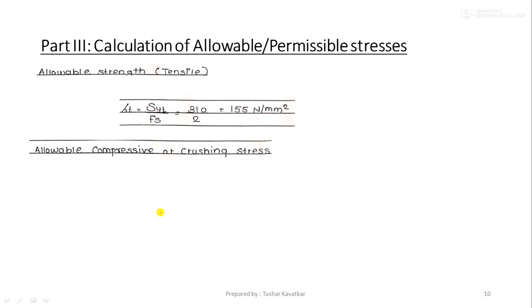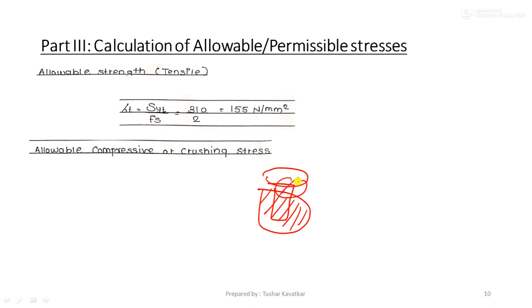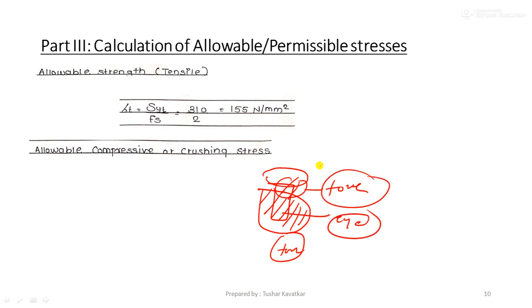Now I will explain further that the pin is obviously placed inside this eye, as well as the fork. Let us say this is a fork, and let us say this is an eye. Obviously this pin is some kind of ductile material which is placed inside another ductile material, that is the eye and the fork. So, as I have explained earlier, the compressive stresses, that is the crushing stresses, will be created at this particular pin and inside the eye.